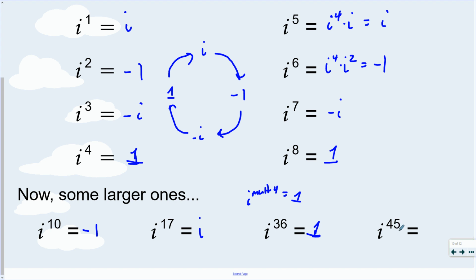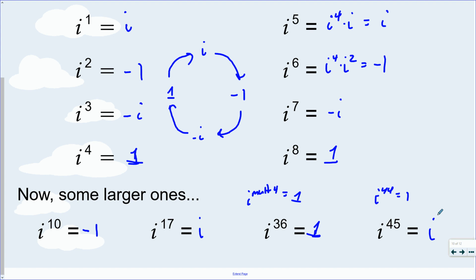Okay, how about 45? Well, I don't know that, but I happen to know that 44 is a multiple of 4, right? So i to the 44th must be equal to 1. And if that's true, that means this must be i. And that's how we look at powers of i, by trying to figure out where on the cycle a value that we can recognize is.